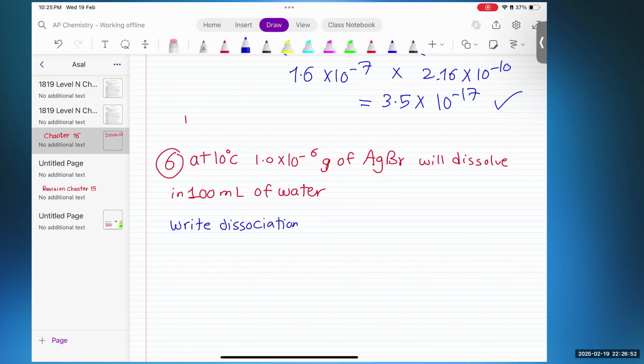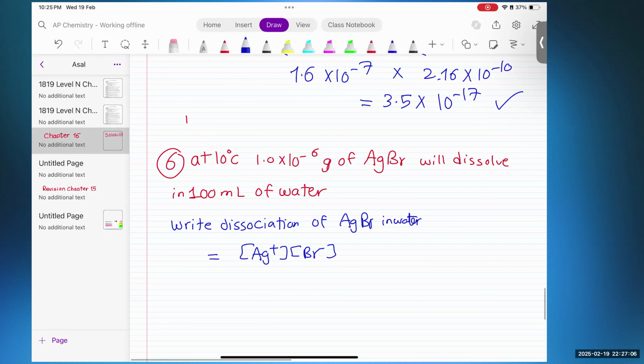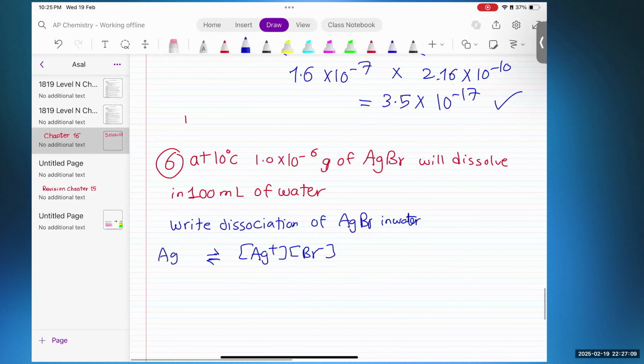Dissociation of AgBr in water is equivalent to Ag plus multiplied by Br minus, and that's it. I don't mention the solid, right? This is the AgBr. He wanted the dissociation itself. He doesn't want the KSP. Okay, so I will write it. And then calculate the solubility, which means the calculation of the S, in what? In mole per liter.